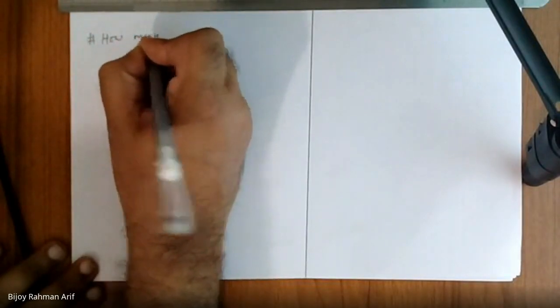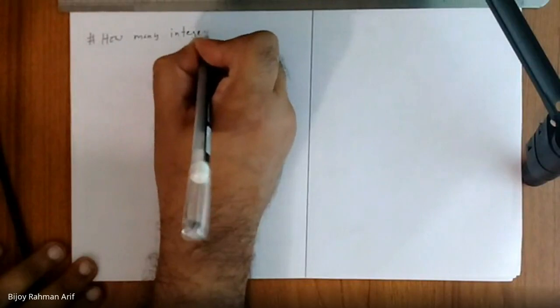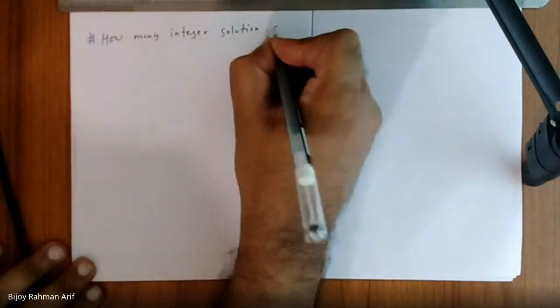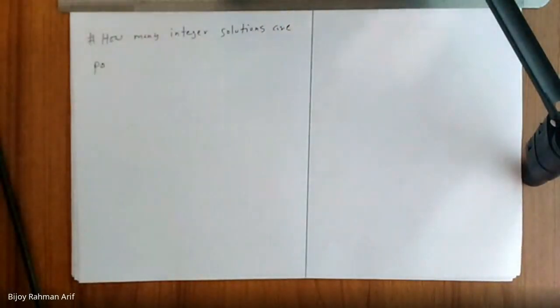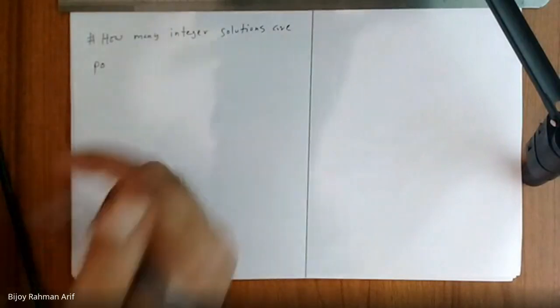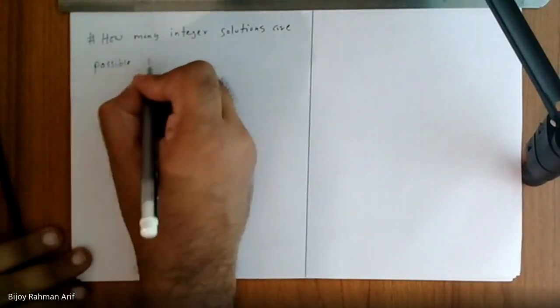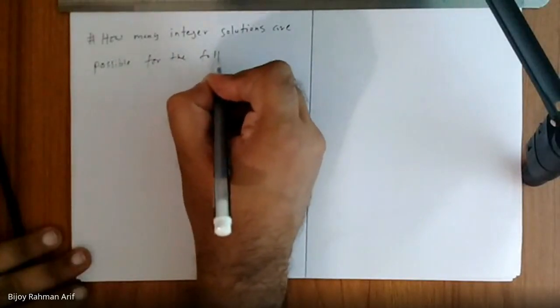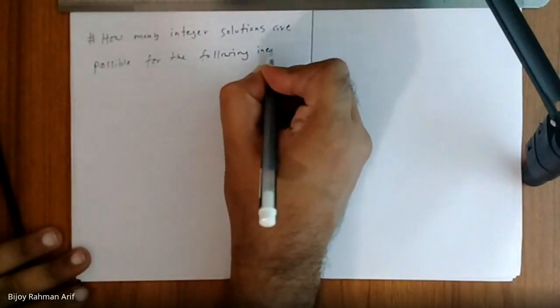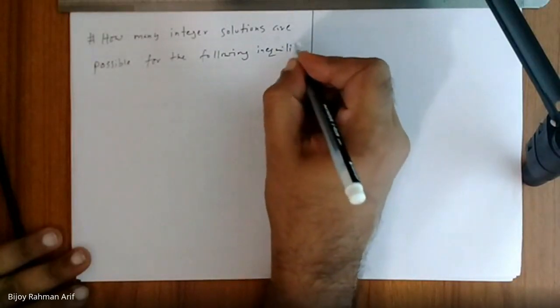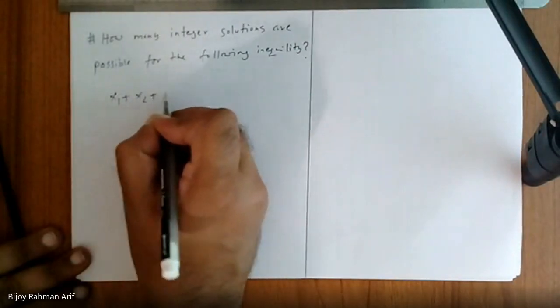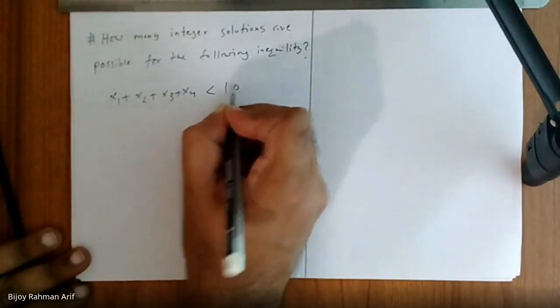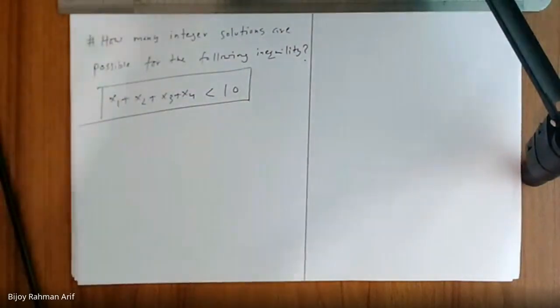How many integer solutions are possible for the following inequality? x1 plus x2 plus x3 plus x4 smaller than 10. এখন আর ইকুয়াল নাই, smaller than 10 হয়ে গেল। Tell me.